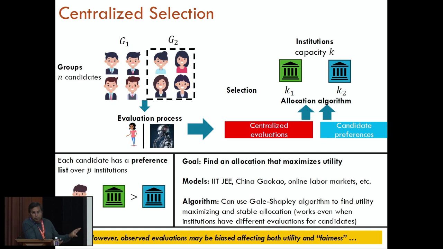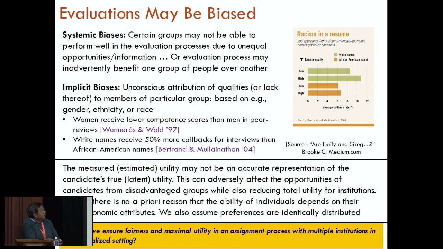The key starting point of this study, and I think this point has been raised in a couple of talks before this talk, is that these evaluations might be biased in one way or the other, whether these are systemic biases with respect to certain groups or implicit biases. Doesn't really matter, but it has been shown on numerous occasions, including the context that we study, that the scores reported for certain groups are not the right thing that should be evaluated.